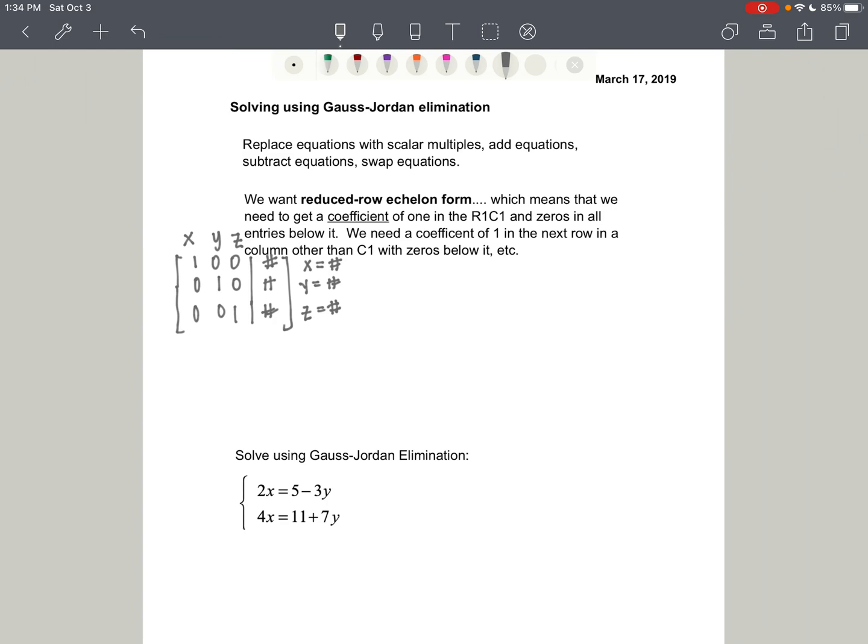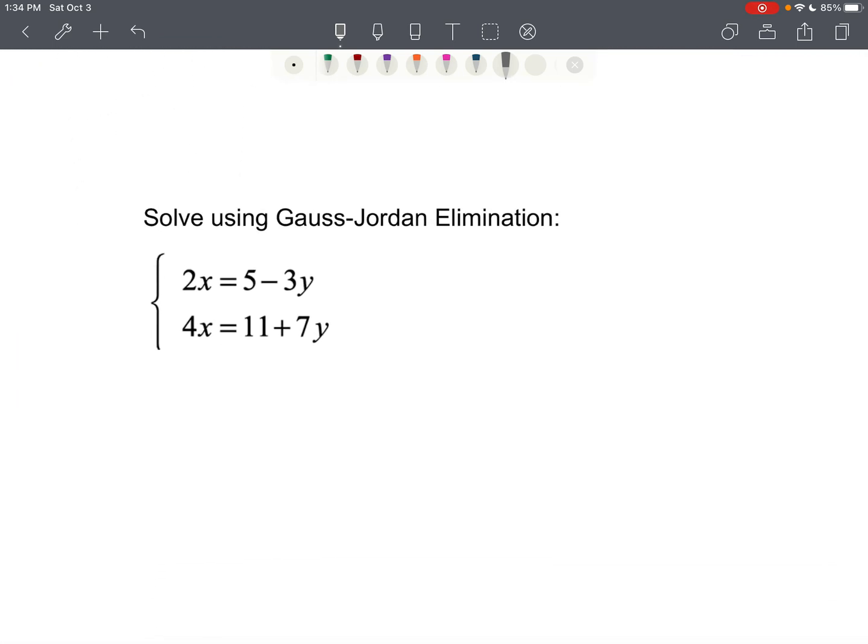So in the next video, we're going to solve this system of equations using Gauss-Jordan elimination.